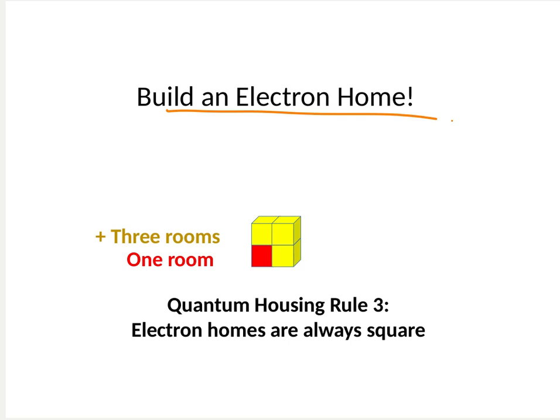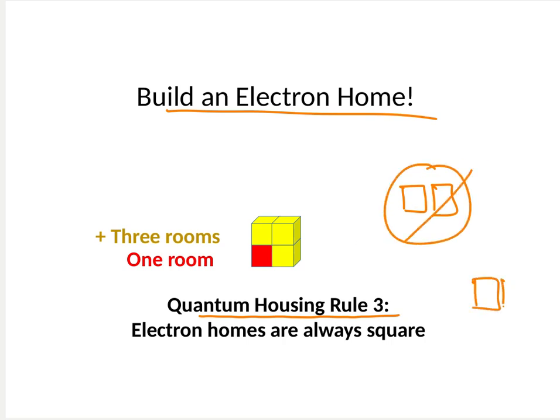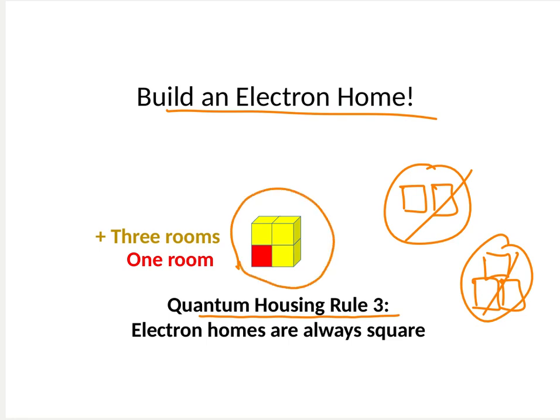Here's our next quantum housing rule. Rule number 3 tells us that if we are going to start constructing an electron home, these electron homes always have to be square. So you can't just put 2 rooms side by side, and you can't put one in the middle up here. None of these things will work. They must remain square. Which means that if we add on another set of rooms, we're going to be adding 3 more rooms.